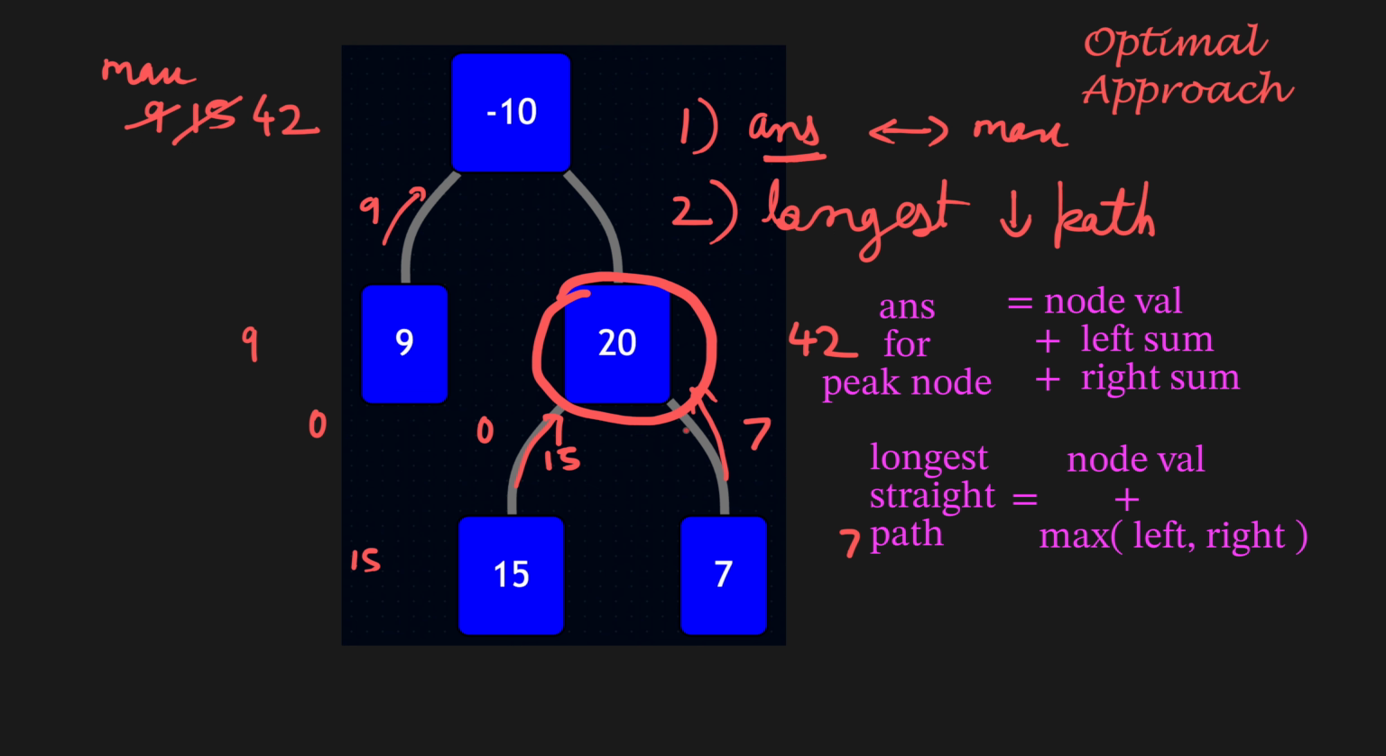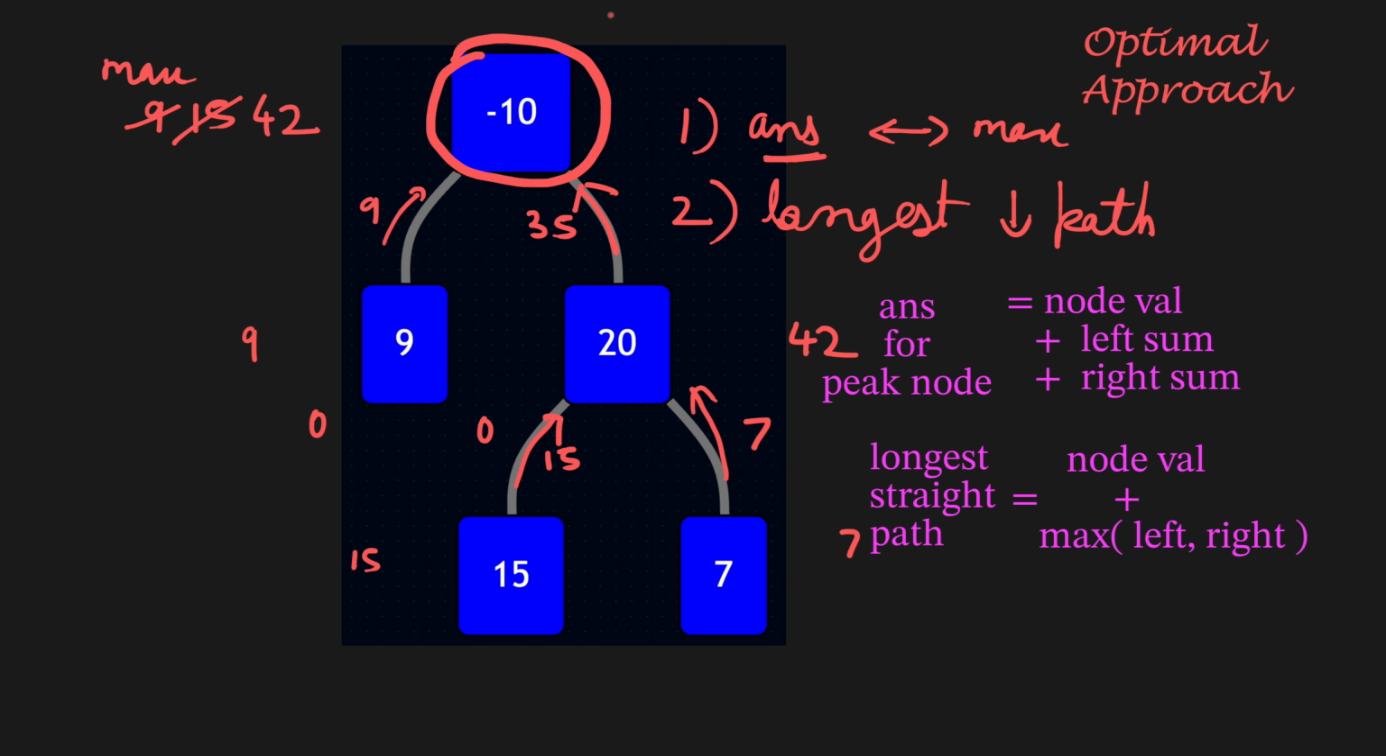But it still has a second job to run, which is to return the maximum downward path sum with this node as a continuation. And it will be 20 plus the maximum of 15 and 7, which is 35, which it returns to the parent. And finally, since we are done with the right subtree, we go back to its parent.